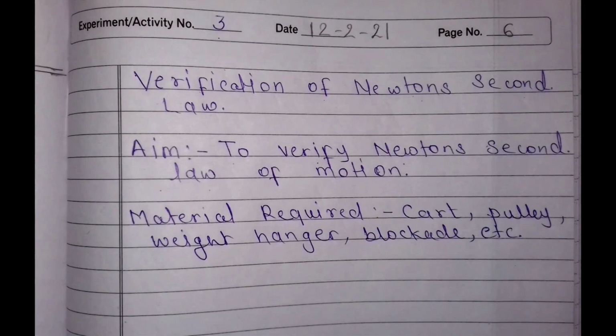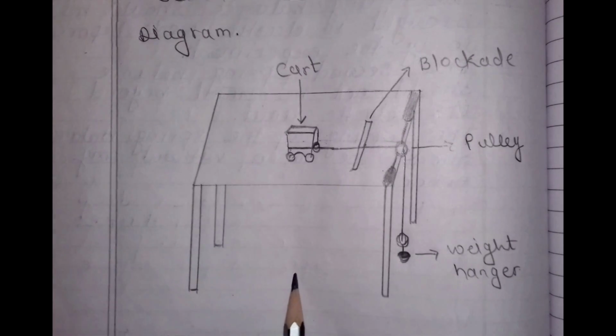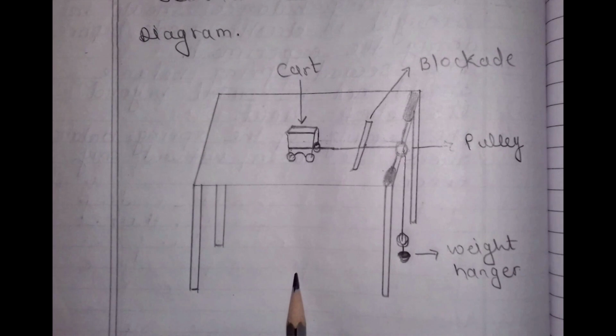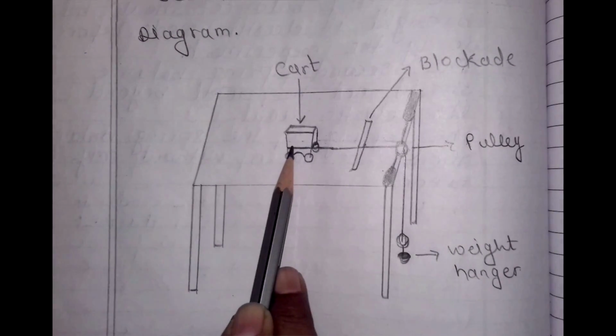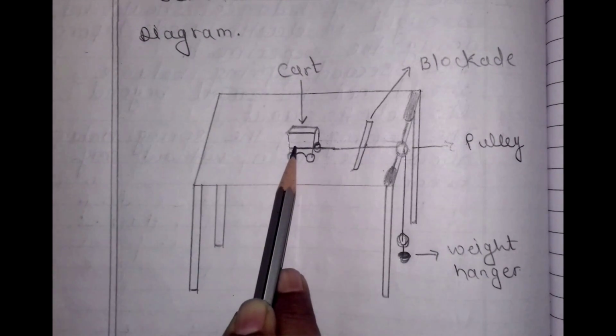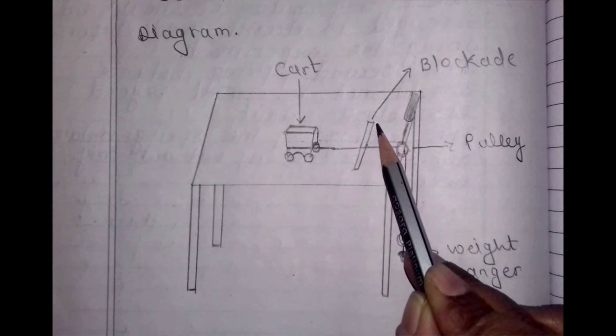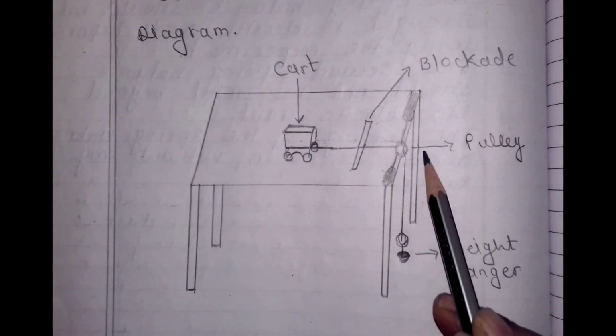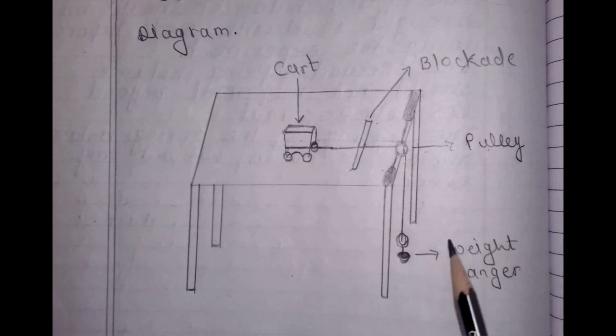Now we will draw its diagram. This is the diagram. It is a cart. This is the blockade. This is the pulley and this is the weight hanger.